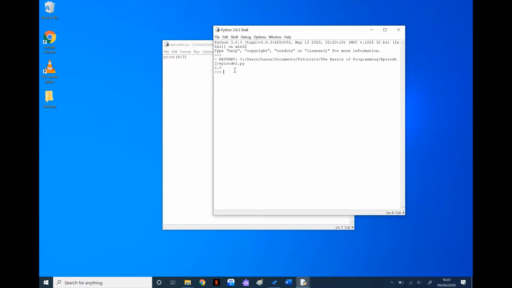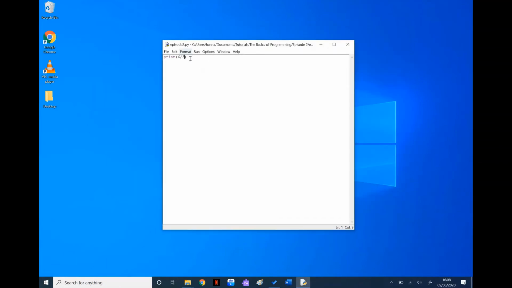Now the reason this says 2.0 and not 2 is because when you divide something, you're not always going to end up with a whole number, and so it's anticipating having to be a decimal. And we will go over data types in episode 5, so don't worry too much about that. We will come back to it.